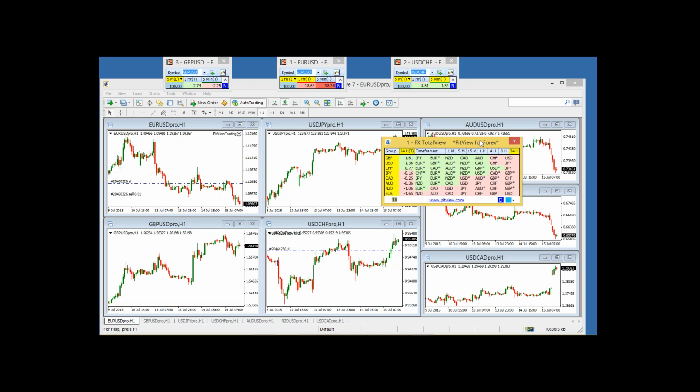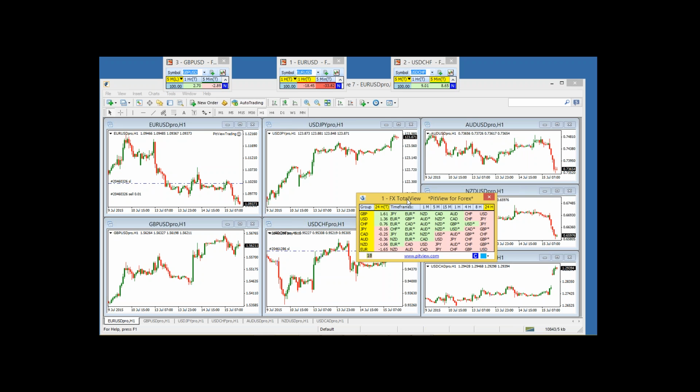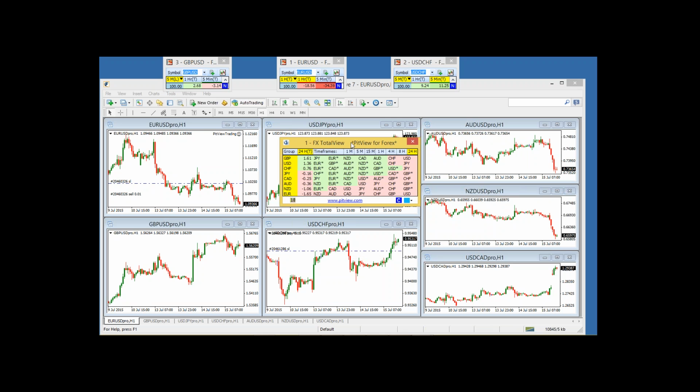And the question that just popped up on my screen says, what is total view doing? The reason why I have total view up is you see my charts in the background. You see how I have all the dollar pairs. I can see how the dollar is trading against the euro, the pound, the Swiss, the yen, the Aussie, New Zealand, and the Canadian.